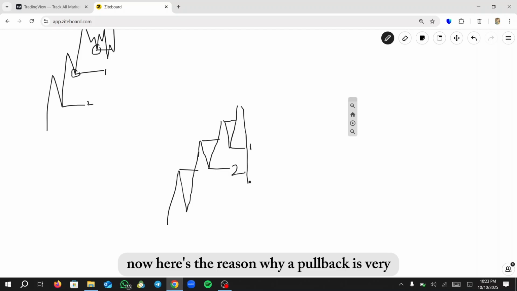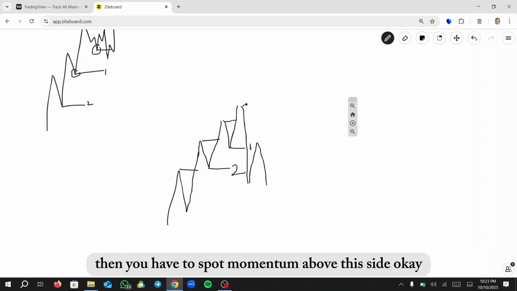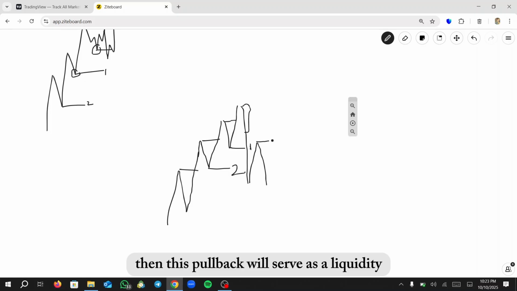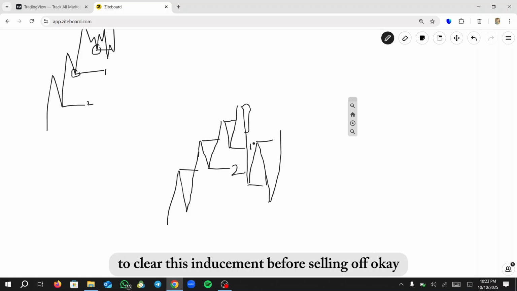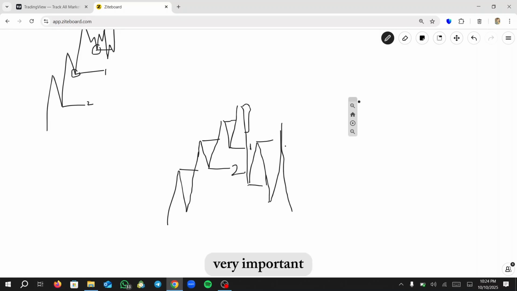Now here's the reason why a pullback is very, very needed. You have to wait for a pullback, something like this. Then you have to spot momentum below this side. Then this pullback will serve as a liquidity. It will serve as an inducement. So after the market has broken this low, the market is going to reverse back up to clear this inducement before selling off.